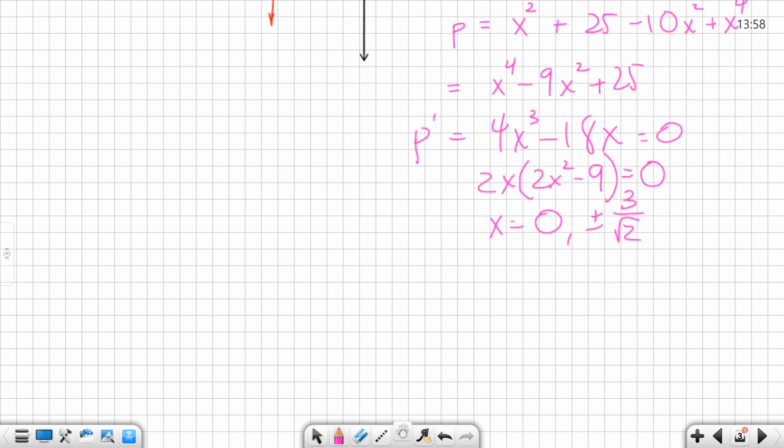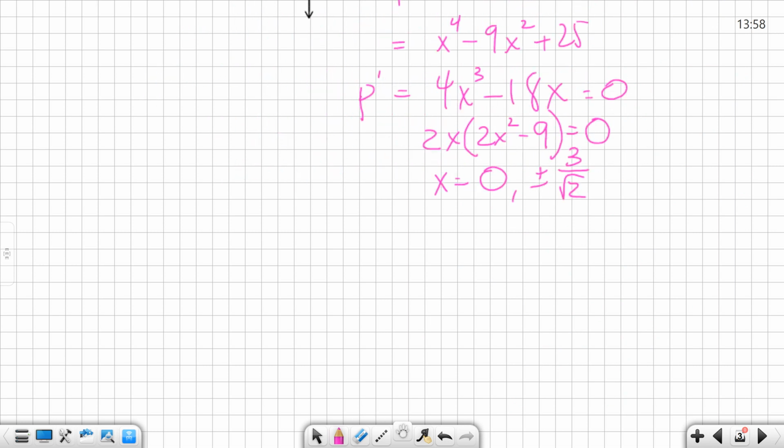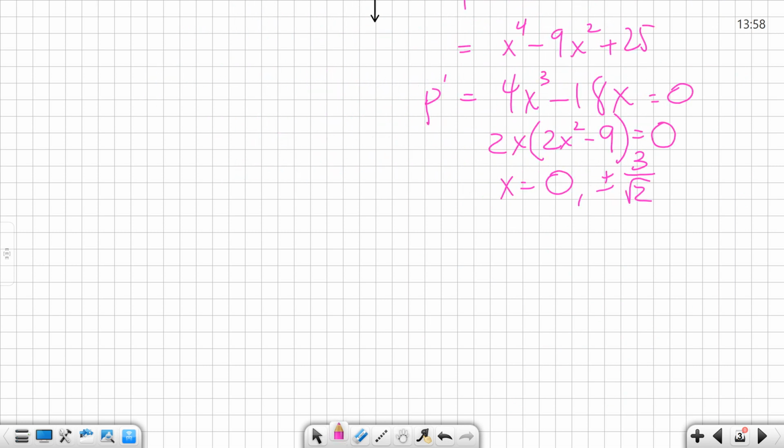Continuing with this process we've been doing for a while now, we need a P prime number line, or I can just drag that over there. P prime: 0, 3 over the square root of 2, and negative 3 over the square root of 2. Arrowheads. Okay, what's 3 over the square root of 2? You got a calculator. Somebody tell me what 3 over the square root of 2 is, please.